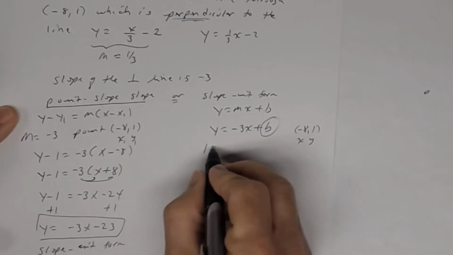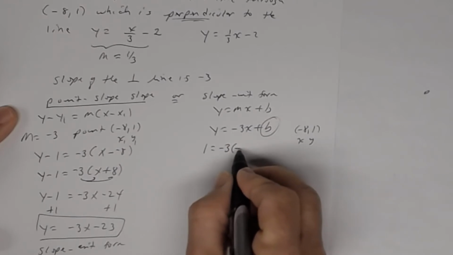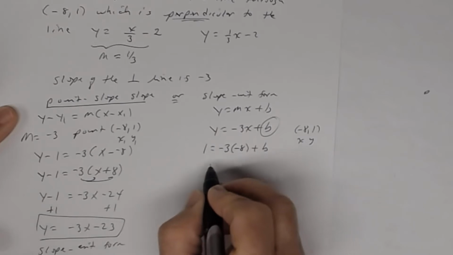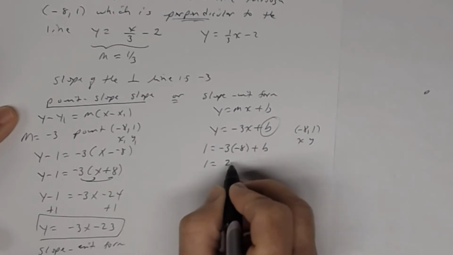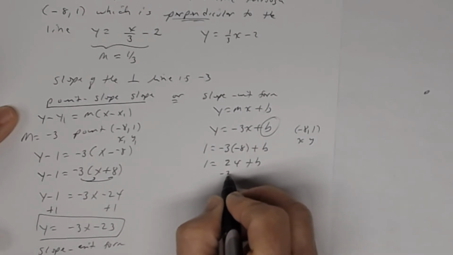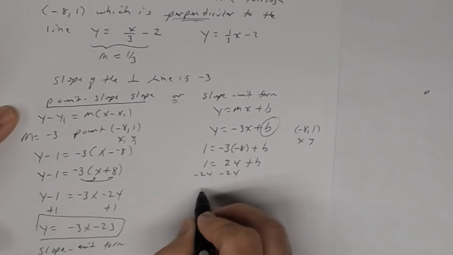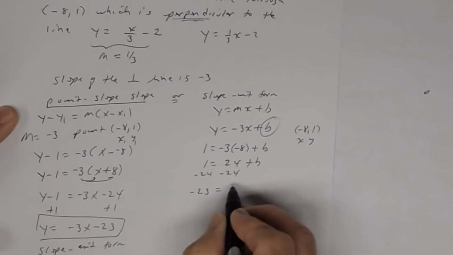So y is 1, so I get 1 equals negative 3 times x, which is negative 8, plus b. Negative 3 times a negative 8 is a positive 24, so I get 1 equals 24 plus b. Subtract 24 from both sides to get b by itself. 1 subtract 24 is negative 23 equals b.